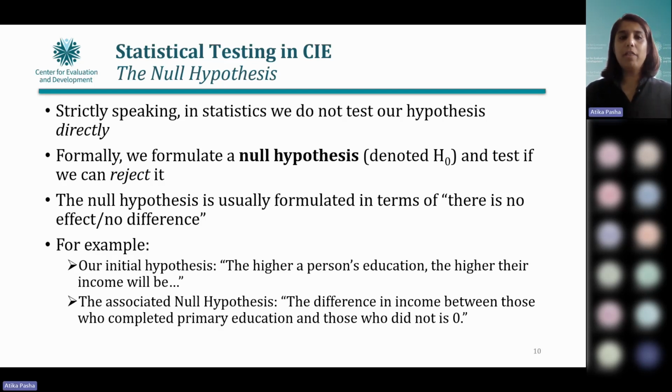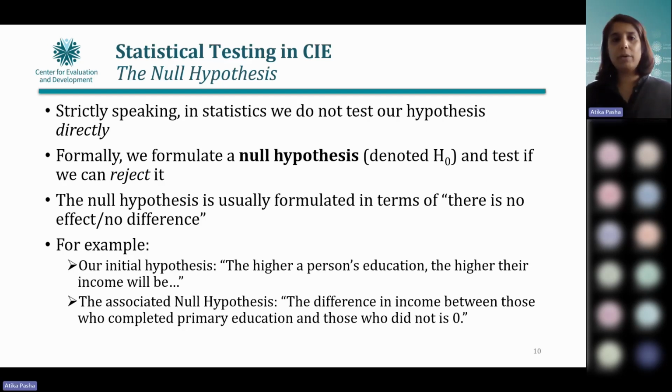So the null hypothesis will always start with the assumption that there is no effect of the program. So there was no difference between our participants that got the program versus participants that did not get the program. And the goal of the analysis is to simply see if we can reject this null hypothesis and say, yes, there was an impact of the program or an effect of the program.